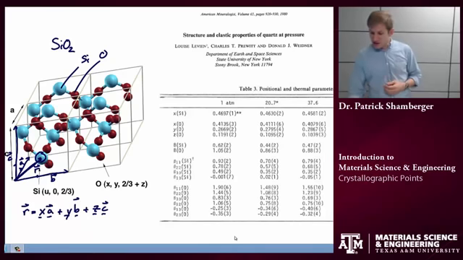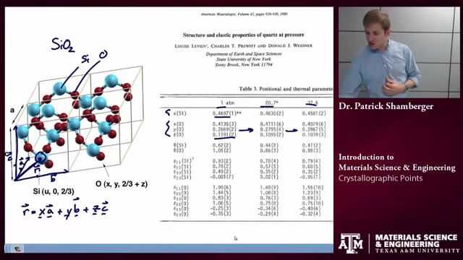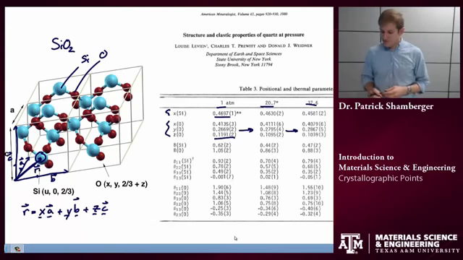In this particular study, they looked at the positions of silicon and of oxygen at some different pressures. And they're describing those positions by fractional coordinates. Here, for silicon, you only need one coordinate to describe it. For oxygen, you need all three. But we see that these positions change a little bit as we increase the pressure. So let's try some examples here.